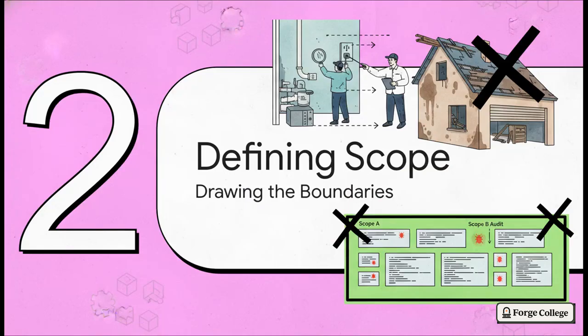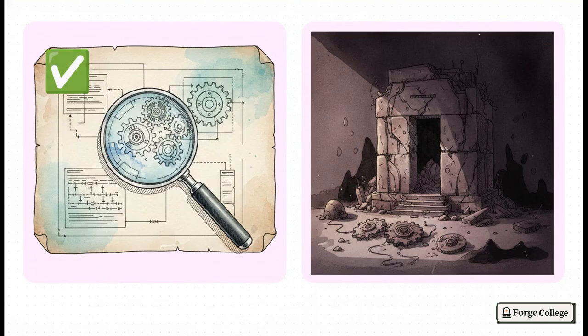Moving right along to Section 2, defining the audit scope. This is where we draw the boundaries. Imagine you're hiring a home inspector before buying a house, right? If you only pay them to look at the kitchen plumbing, they're definitely not going to tell you if the garage roof is caving in.